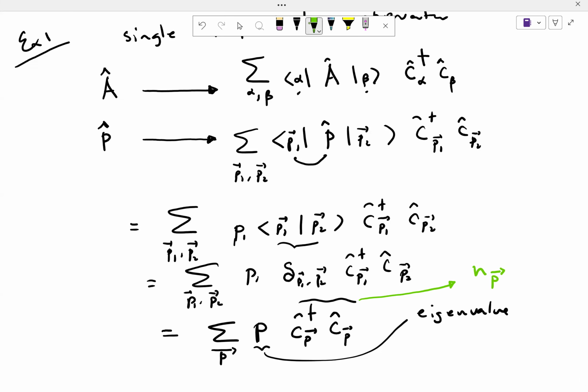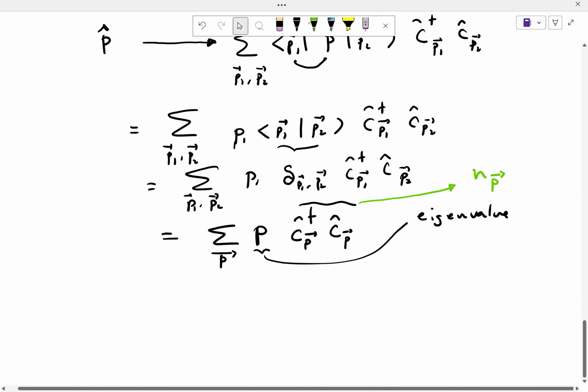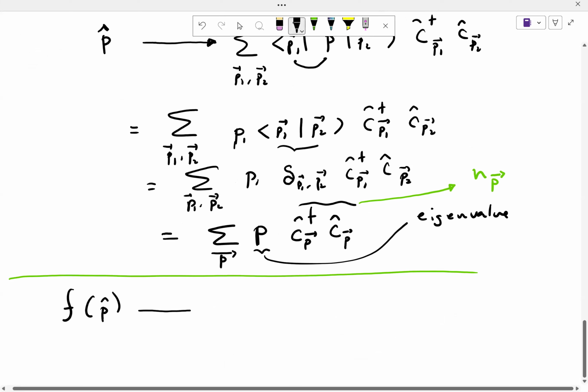So this looks actually really, really fun so far. Now, I can have the momentum operator. I can also have any function of the momentum operator. And its second quantization form will simply be f of p, but these are eigenvalues of the function operator, p, c_p dagger c_p. This is just by extension.